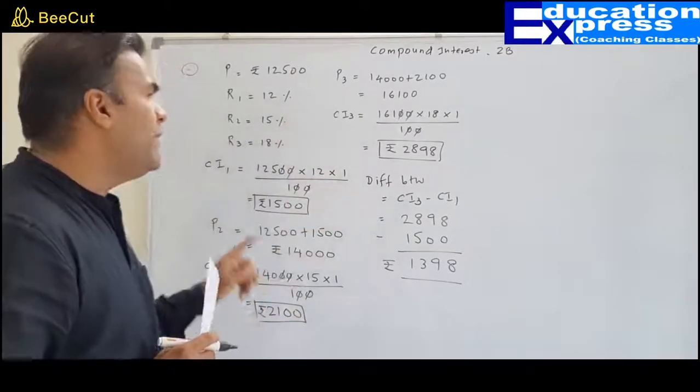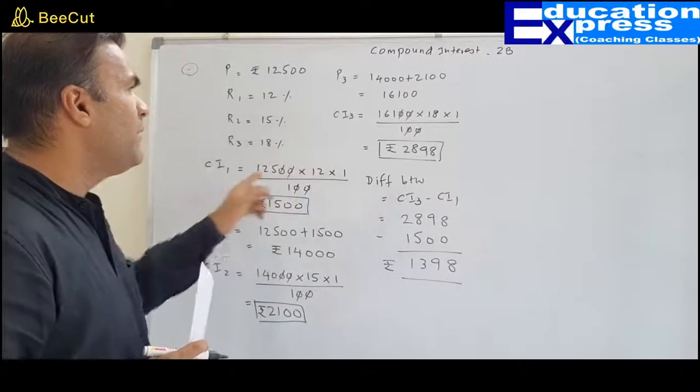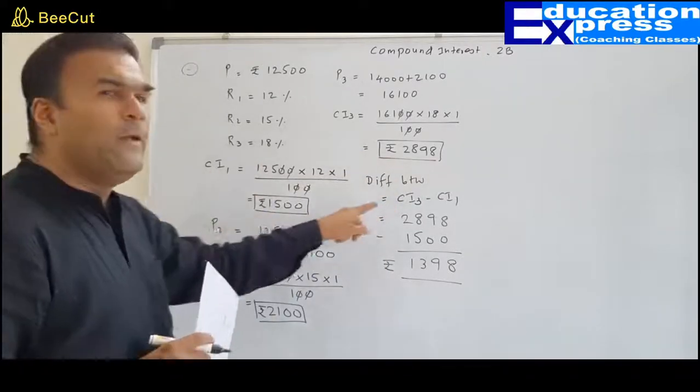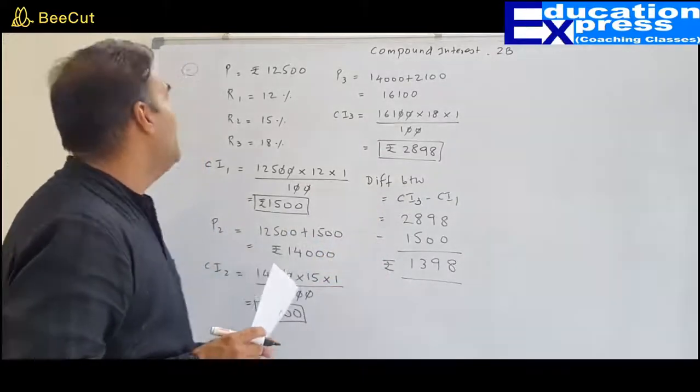They want to find out the difference between the third year and the first year. Third year is 2898. For the first year it is 1500. The difference between the two would be 1398.